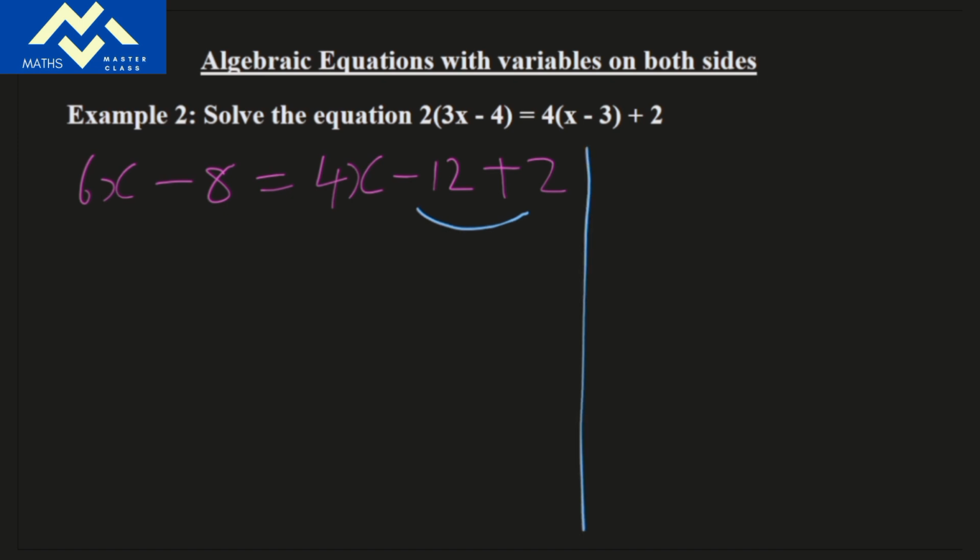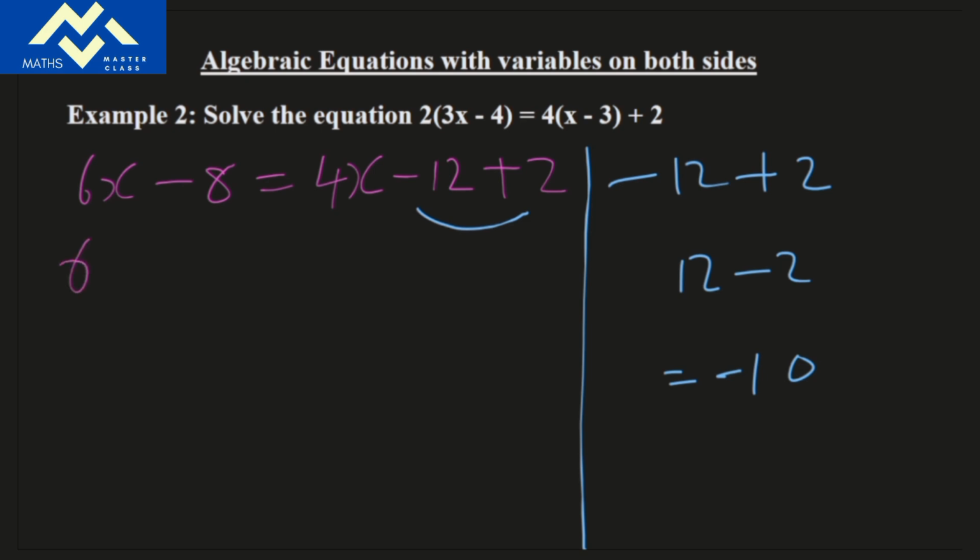Just follow this rule to simplify integers. When the signs are the same, we add the absolute values of the integers and attach the sign of the larger integer to it. When the signs are different, we subtract the absolute values of the integers and attach the sign of the larger integer. So minus 12 plus 2. Different signs, that means we will subtract 12 and 2. 12 minus 2 is 10. Attach the sign of the larger integer, which is 12, and its sign is minus. So we have minus 10.